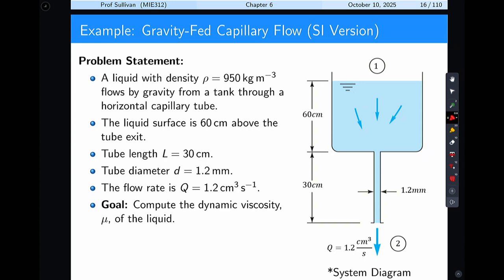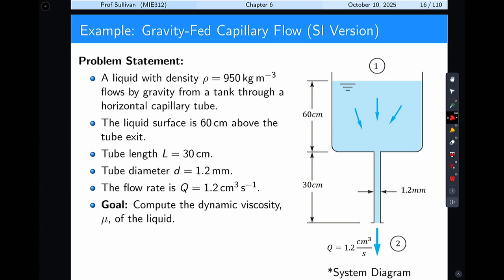Okay, same sort of thing. Very small diameter tube, liquid with density of 950 kilos per cubic meter, flows from a tank through a horizontal capillary tube. The liquid surface is 60 centimeters above the tube exit. The tube length is 30 centimeters. Diameter is 1.2 millimeters. So again, very important: small diameters usually give you a clue that it's going to be laminar. Flow rate is 1.2 cubic centimeters per second.